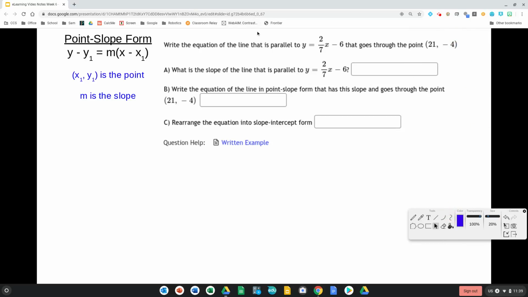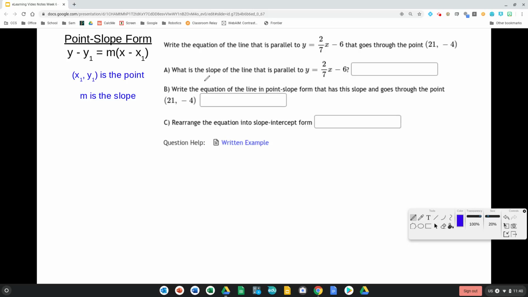We're going to try to write the equation of a line that's parallel to y equals 2/7 x minus 6 that goes through the point (21, -4). First of all, this is divided up to help you work through this problem in 3 steps. Don't forget, it does say written example down here. If you get stuck, just click on that written example.